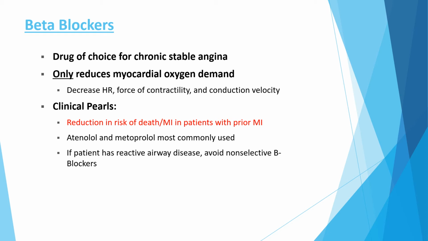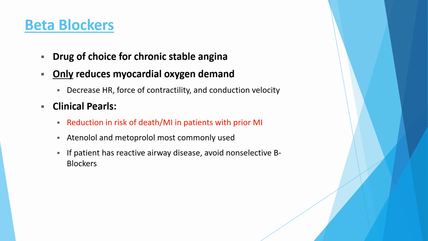Beta blockers are the drug of choice for chronic stable angina. It's important to mention that they only reduce myocardial oxygen demand, and they don't do anything in regards to myocardial oxygen supply. They do this by decreasing the heart rate, force of contractility, and the conduction velocities. It's also very important to mention that they do reduce the risk of death and MI in patients that have had a prior MI or ACS event, and atenolol and metoprolol are the most commonly used.